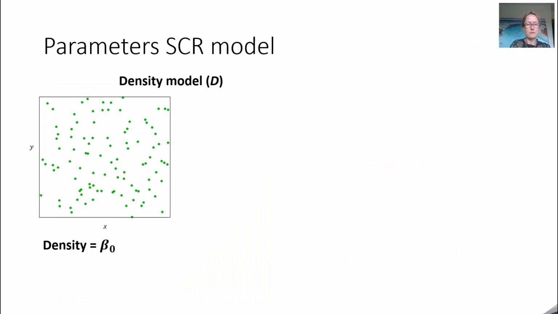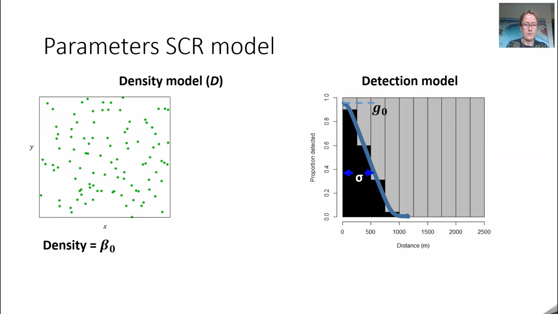Let's talk now about the SCR model. What kind of parameters do we have in an SCR model? Let's look at the simplest scenario first. We always have two models in an SCR model. One is the density model, which we just talked about, and one is the detection model, which we spoke about in the previous lecture.